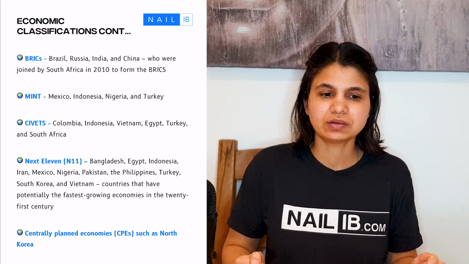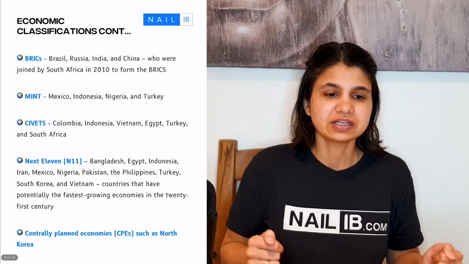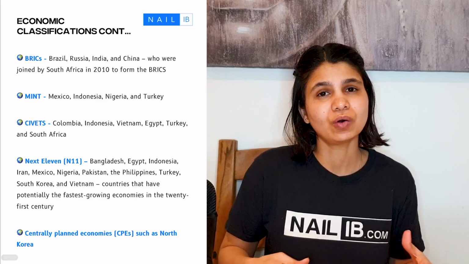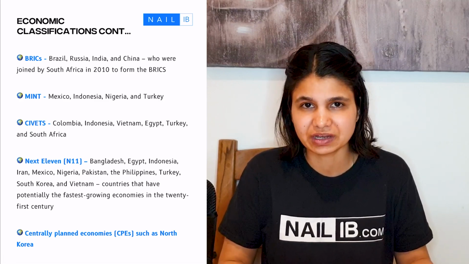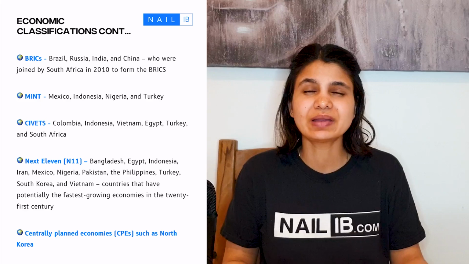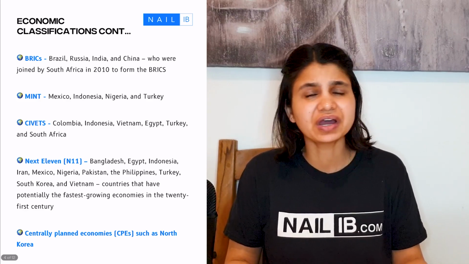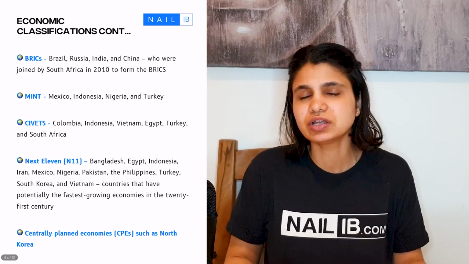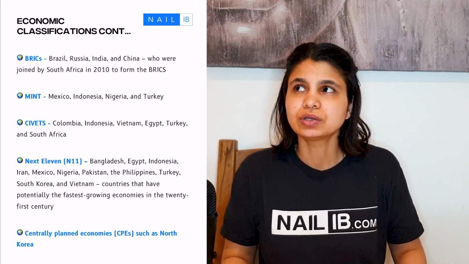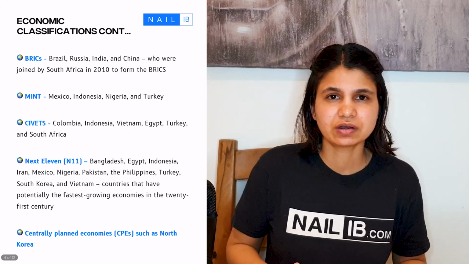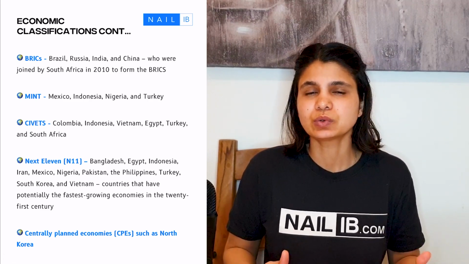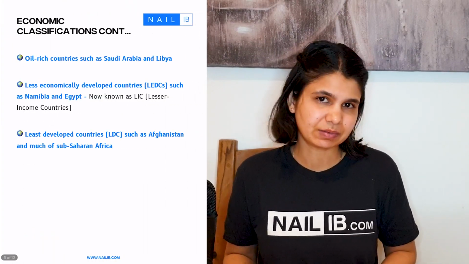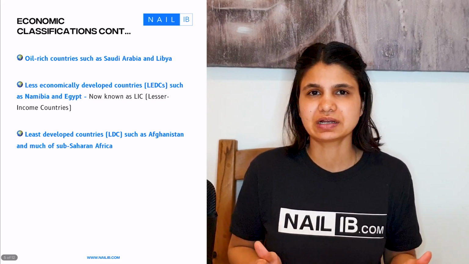Then there are MINT: Mexico, Indonesia, Nigeria, Turkey, and CIVETS. Similarly, there are so many groupings of these different countries together to show how they share similar patterns in terms of economic development. Then there are also centrally planned economies, such as South Korea. Then there are economies that are run by oil. And then there are countries that would take some more time to get to newly emerging economy status. So there are countries in Africa. Afghanistan is one country where they are still not developed, so we would call them least developed countries. So these are all the classifications, just economic classification.